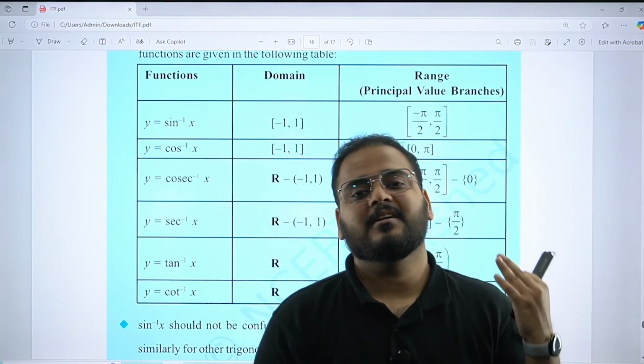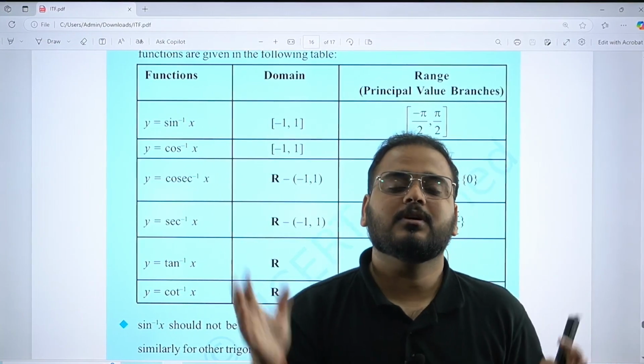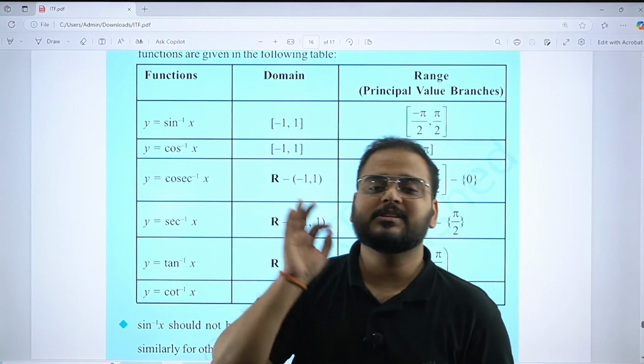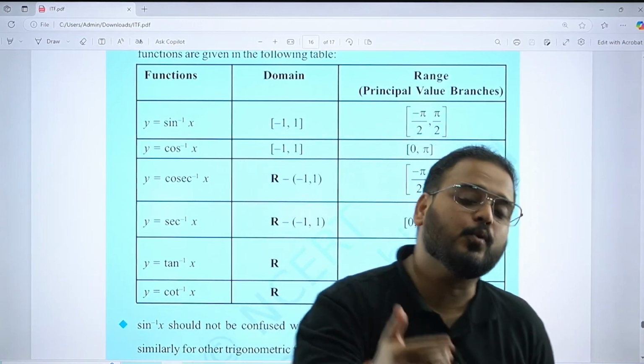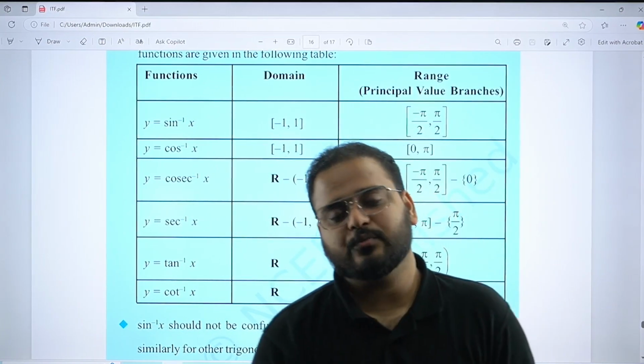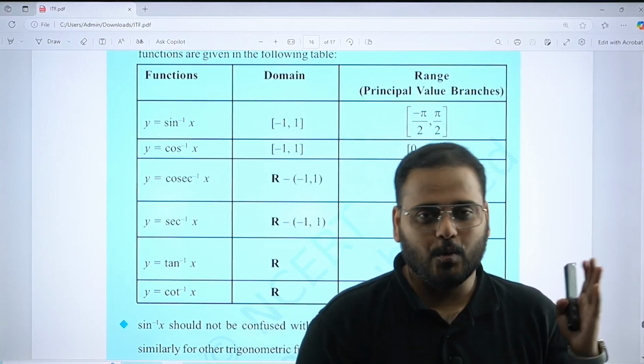I hope you had all the information that you need to crack this chapter, to decode this chapter from NCERT. Inverse trigonometric functions are very important because this is going to act as a tool in chapters to come in calculus. So very, very, very important. I hope you're okay with that.